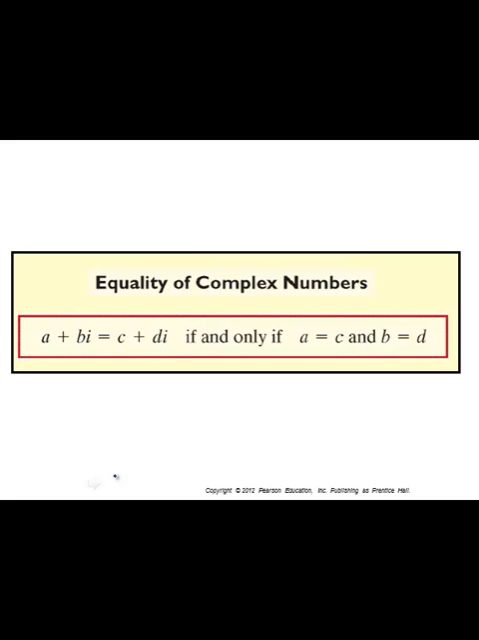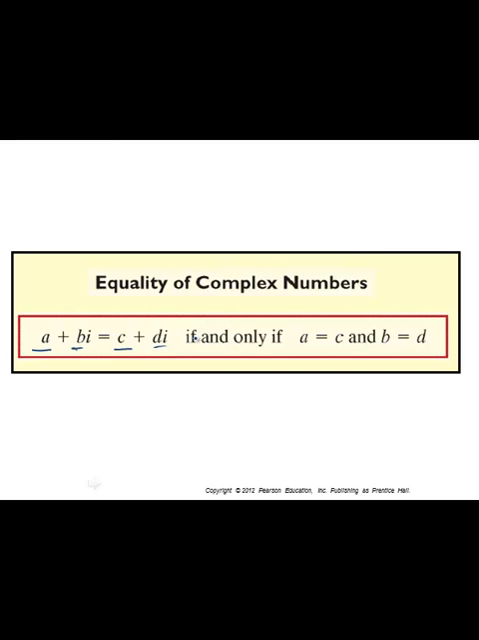So how do we know that two complex numbers are equal? Well, it should be self-evident, of course. Just like two numbers are equal if and only if they have the same value, complex numbers will be equal if and only if their real parts are the same and the imaginary parts are the same.